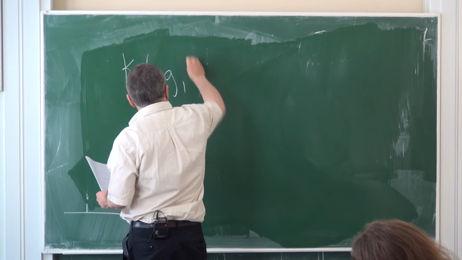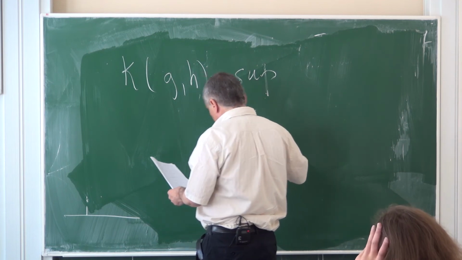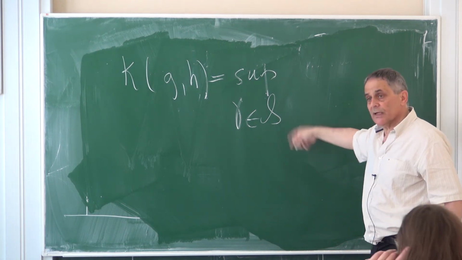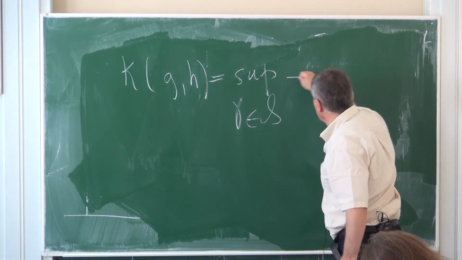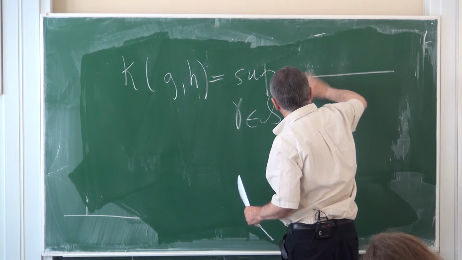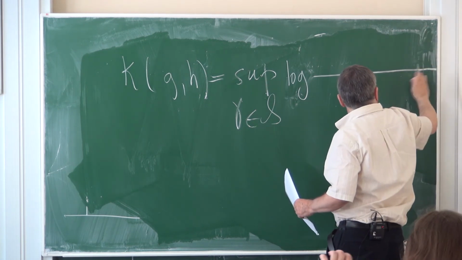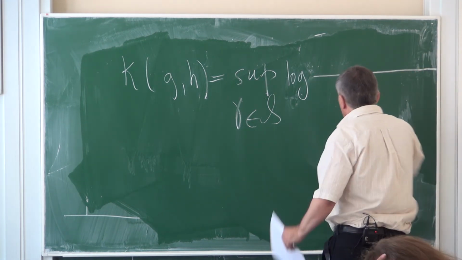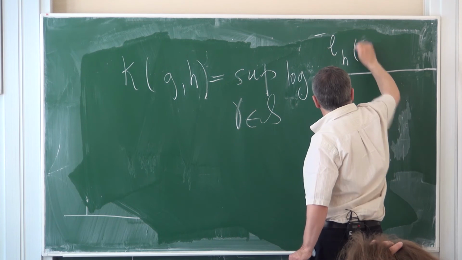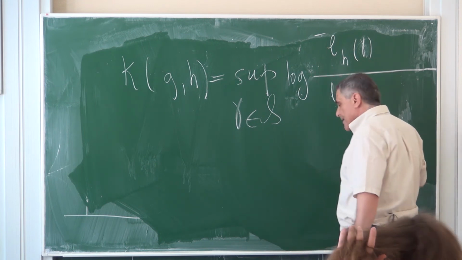Okay. Let us call them G and H. This is the supremum over gamma, the set of homotopy classes of simple closed curves in the torus. I'm using the same formula I used for the case of surfaces of higher genus. And then I have a logarithm here as usual, sup of log, and here this is LH of gamma divided by LG of gamma.